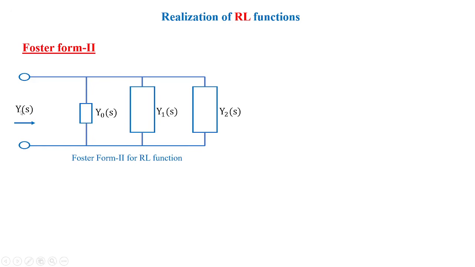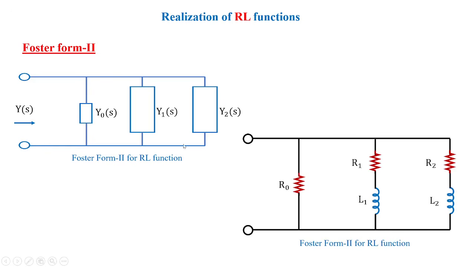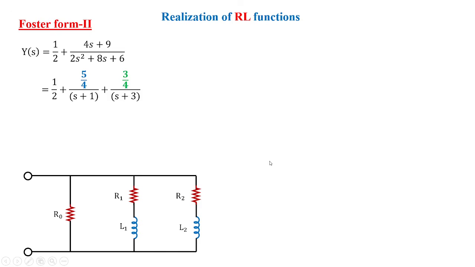So here you can see the admittance is taken as a parallel combination of series circuits. So Y0(s) is the first value of Y(s), Y1(s) is treated as the second value, and correspondingly the number of terms which are present here are taken in parallel combination. Now, when you substitute the values of RL, this is what you're going to get: the Foster form 2 representation for Y, that is, the admittance matching parameters.